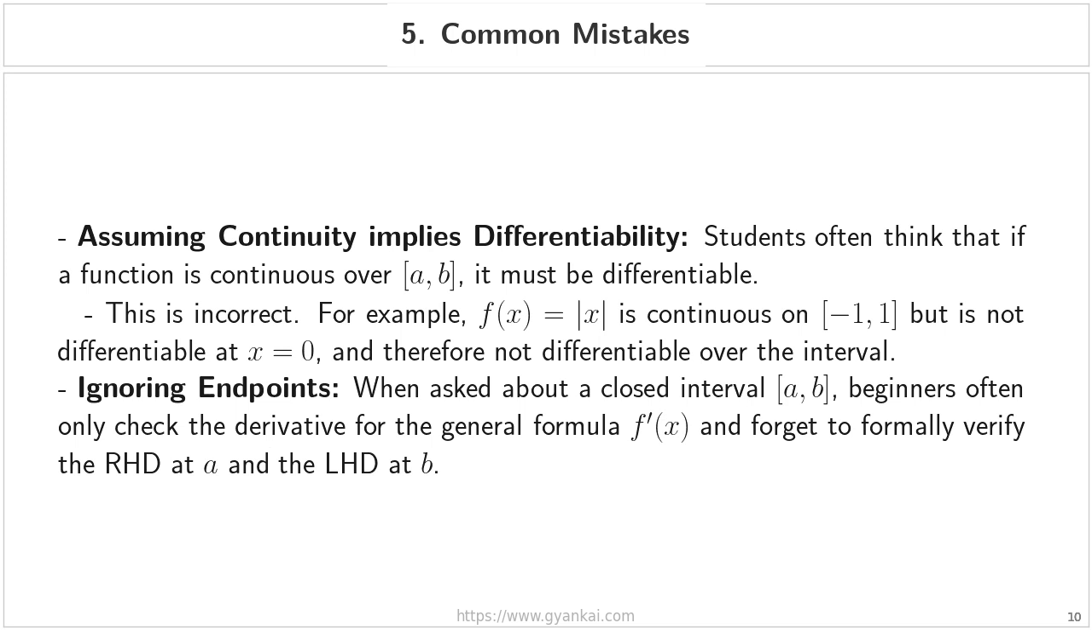When you're tasked with checking differentiability over a closed interval from a to b, beginners often make the mistake of only finding the general derivative formula and assuming that is sufficient. As we demonstrated in our previous step-by-step example with x squared, you must formally verify the right-hand derivative at the left endpoint, a, and the left-hand derivative at the right endpoint, b.